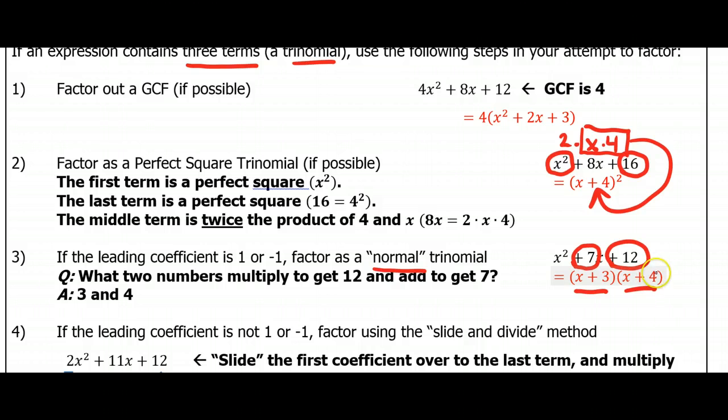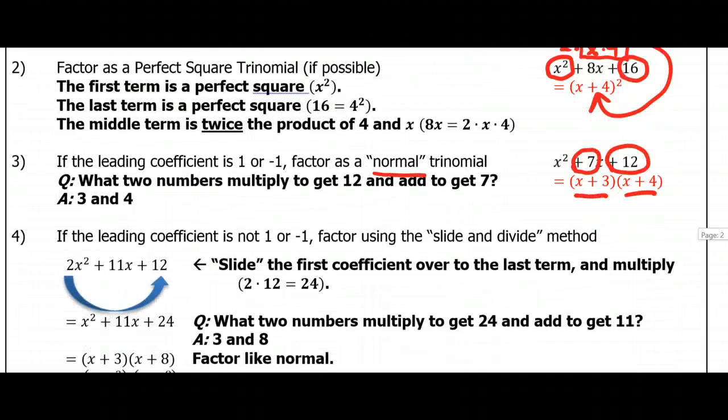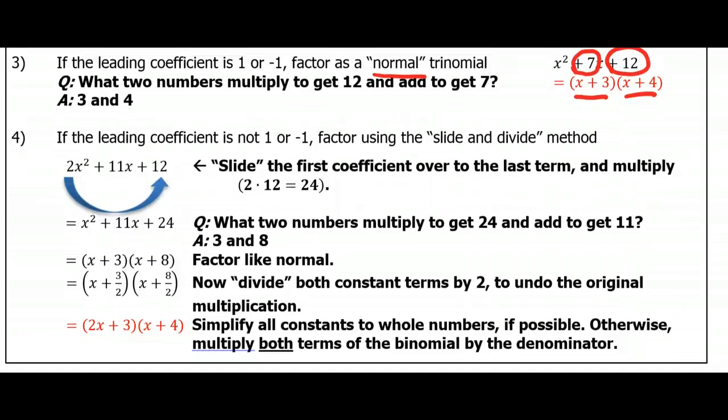Okay? You can also use that method for perfect square trinomials up there on number 2. And then finally, number 4 here, method 4 for trinomials, is if your leading coefficient is not 1 or negative 1, we have what's called slide and divide. That's when you slide your leading coefficient, in this case 2, over to your constant, which is 12, and you multiply those together to get x squared plus 11x plus 24, and then you factor that like normal, and then at the end you need to divide each of your numbers, in this case 3 and 8, by your original leading coefficient 2, in order to factor that.